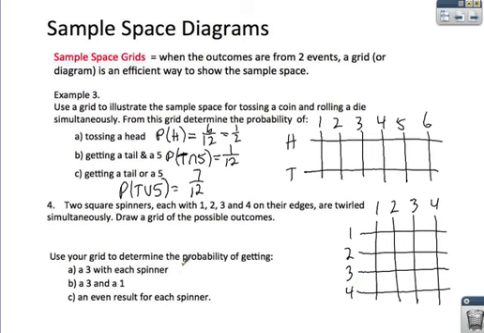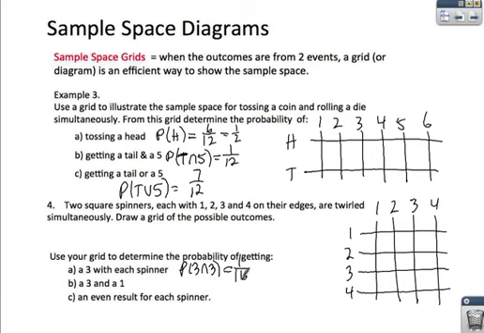Part A asks the probability of 3 on each spinner. It's hard to designate which is which. Sometimes they do it with a color. But in this case, we want a 3 and a 3, and we're looking for that intersection. There's only one intersection that involves a 3 and a 3, so that probability would be 1 out of 16.